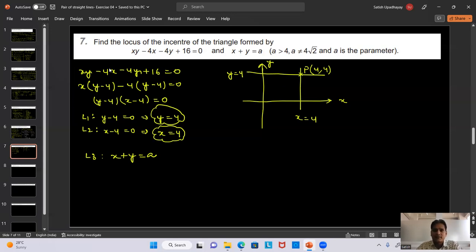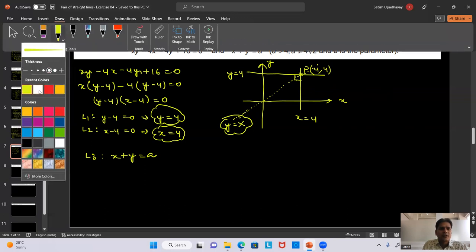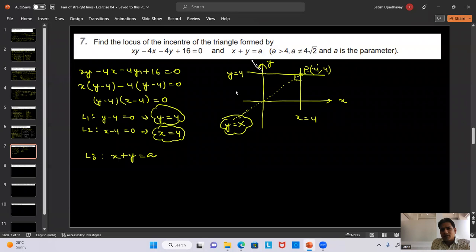And this point is lying on, if we join this, this is our y equal to x line, right? So this point P is lying on this line y equal to x. And both these lines, y equal to 4 and x equal to 4, are at right angles. Okay, now let me draw this third line so that we can see this triangle. So let me say, just a minute. Yes.